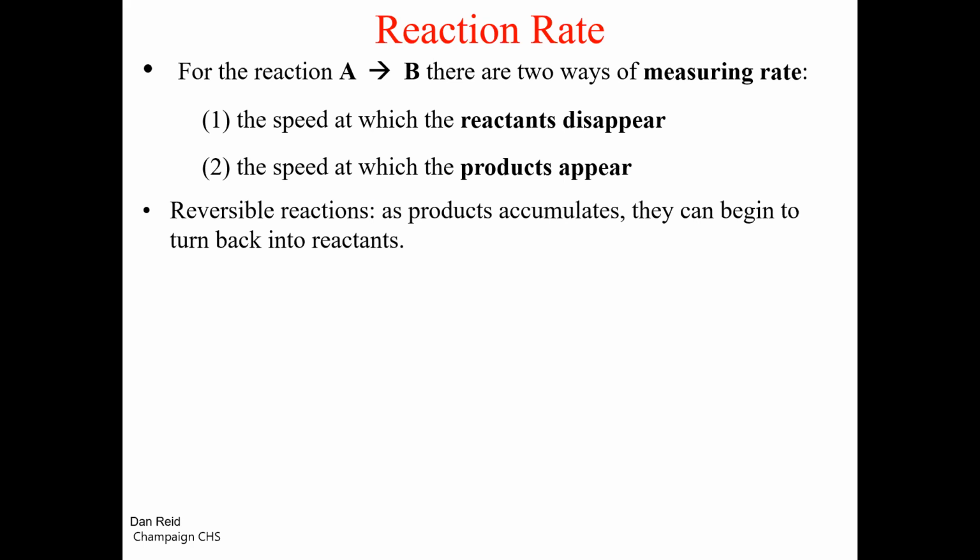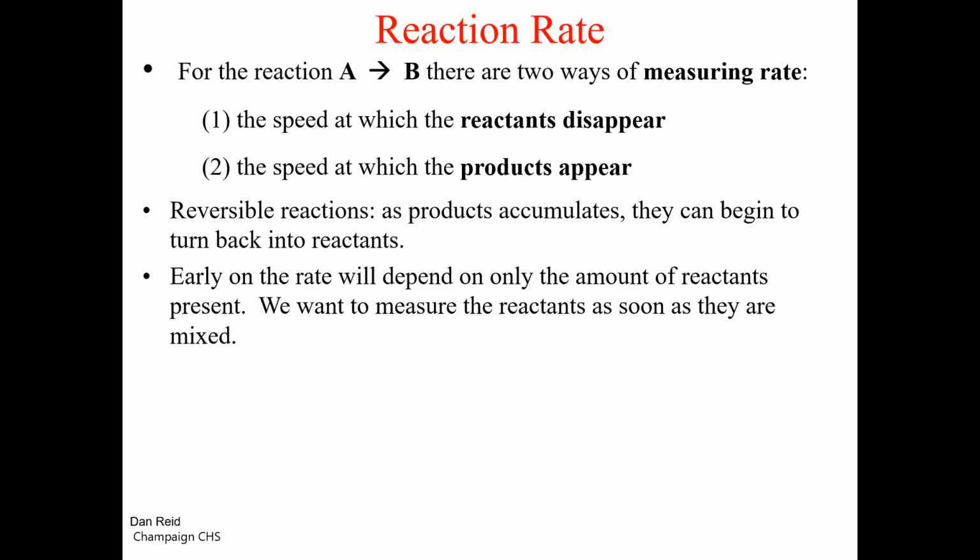So reversible reactions: as a product accumulates in a reversible reaction, it can begin to turn back into reactant. A reversible reaction is a reaction in which the reactant can be converted to product, and the product at the same time can be converted back to produce the reactant.